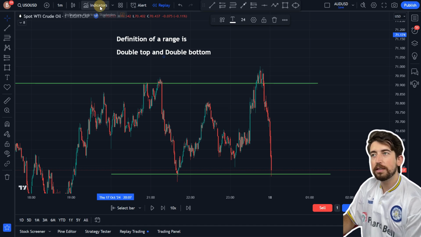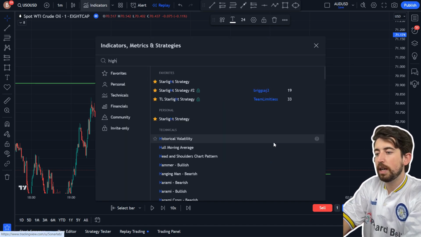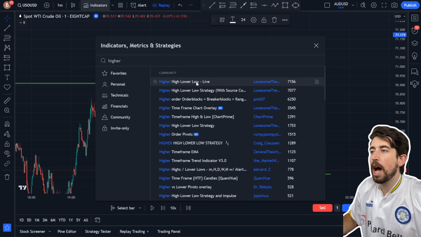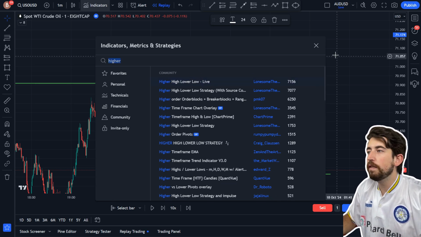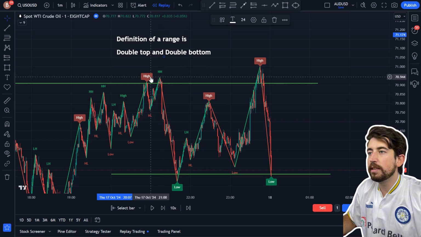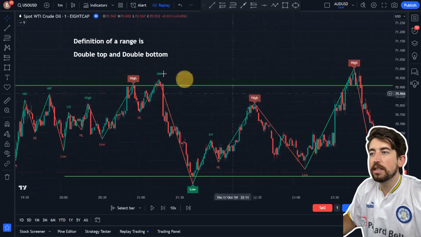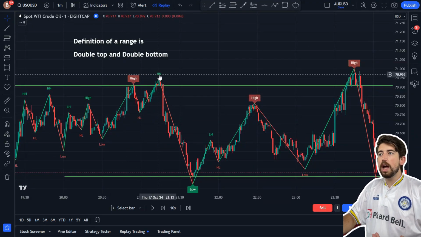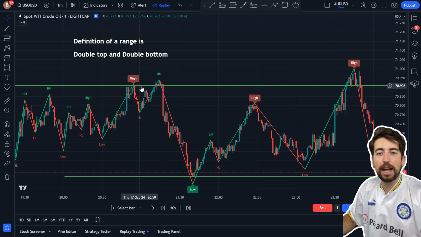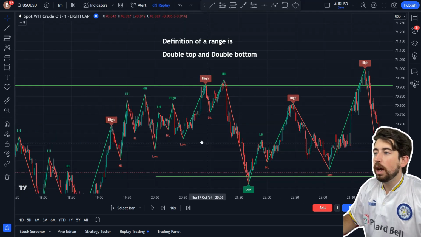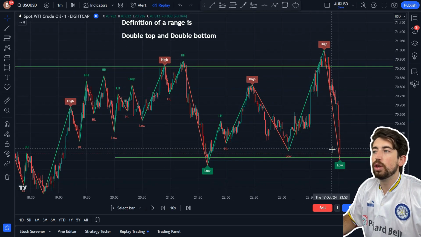Guess how we figure this out? Use this indicator. If I type in higher high, lower low, and I go in the live version, you can see that we've got a high and a high here. And we've got one low here, and now another low down here. Because this says high, right? So we know it's a high, and we've also got a higher high right next to it. Double top, and then we've got 1, 2, a double bottom.